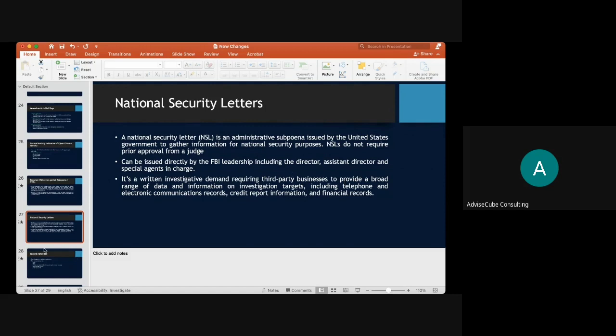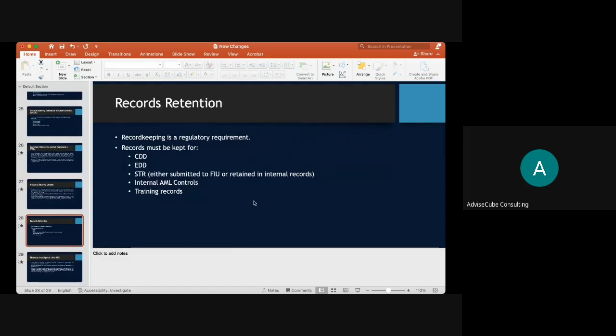Okay, this is also a new section: record keeping and record retention. Also, they have again stressed that records should be kept for CDD, EDDs, STRs, internal AML controls, all policies, and training records. Like you see in the training sections in chapter 3, whenever we have trainings, we need to make sure to retain how many people have attended these trainings. This is one of the regulatory requirements, like the annual refresher of AML and KYC trainings. So banks should maintain the records of these trainings and how many people attended.